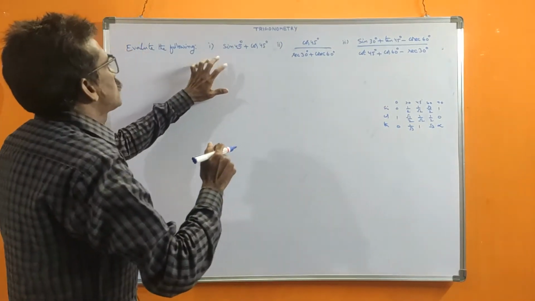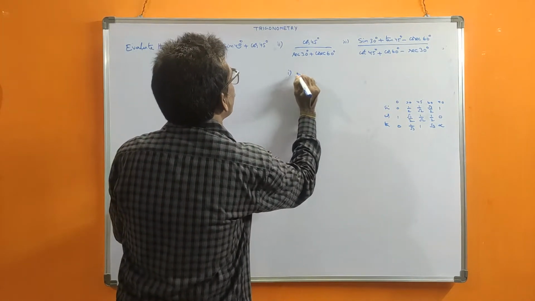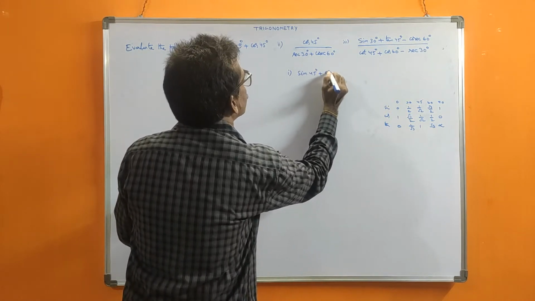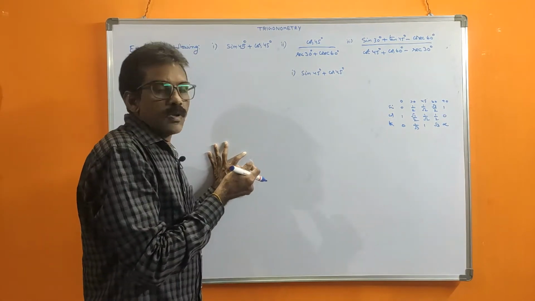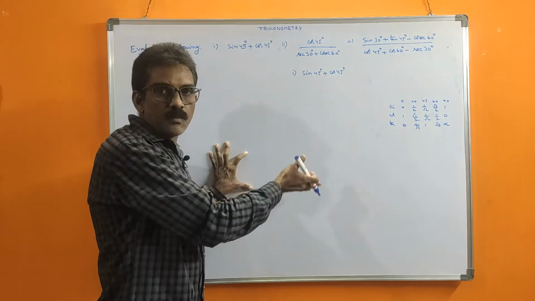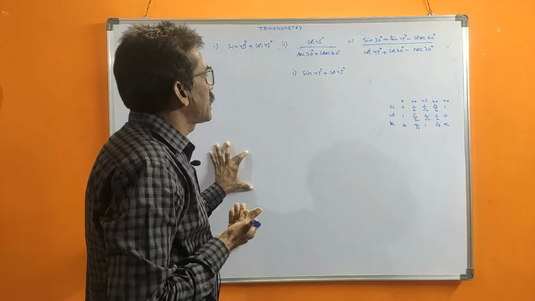Okay. Now see, the first problem is this one. What is the first problem? Sin 45 degrees plus cos 45 degrees. These sums are very simple. You should know the values, substitute those values in this and simplify. That's it. There are no logics, direct sums.